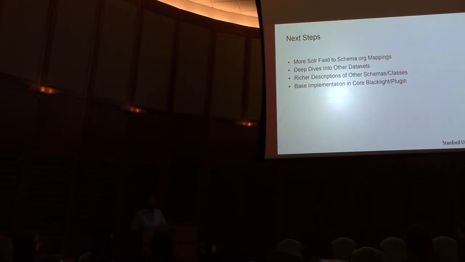So some of the things we'll be doing locally, we'll want to make richer Solr field mappings to schema.org mappings, so maybe we can do more than just author and title. Again, locally, we would like to do deeper dives into other data sets, potentially even tabular data, which Google says eventually they might start putting into their search results. I might not hold my breath, but they are doing that with certain news organizations, and you can actually pull tabular data right into search results in a kind of knowledge panel.